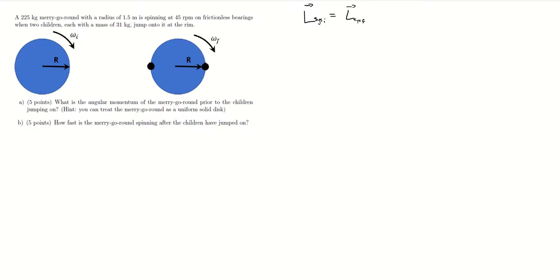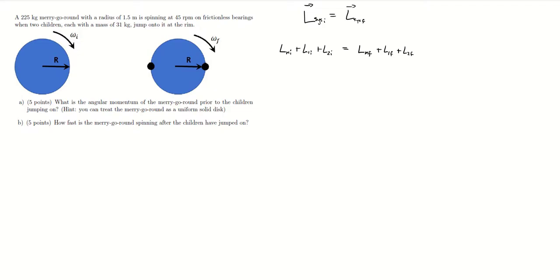And just like when we were dealing with conservation of linear momentum problems, we can break this up into the angular momentums of our system parts. We have the angular momentum of the merry-go-round at the start, plus the angular momentum of child 1 at the start, plus the angular momentum of child 2 at the start, is going to be equal to the angular momentum of the merry-go-round at the end, plus the angular momentum of child 1 and child 2 at the end. And this is just conservation of angular momentum.